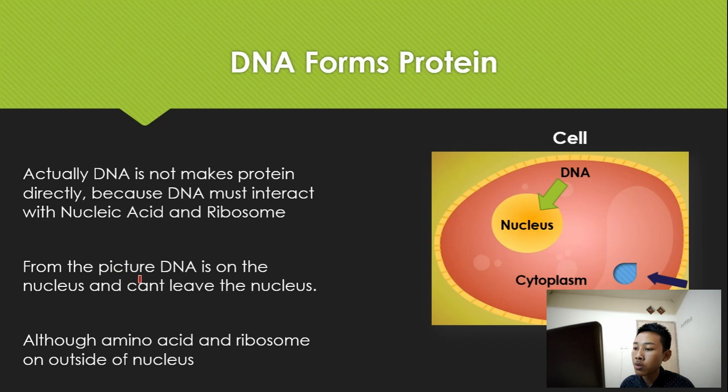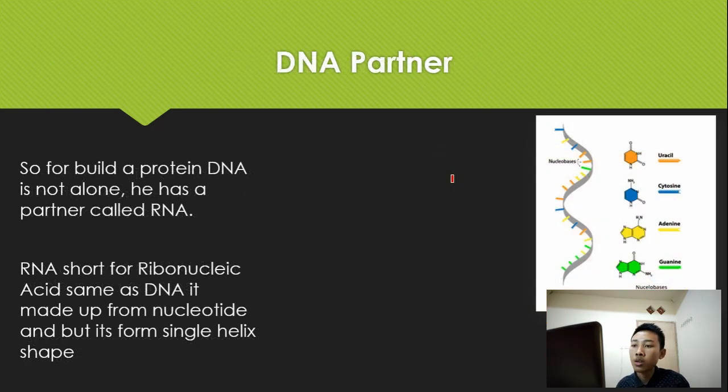From the picture we know that DNA is in the nucleus and cannot leave it, although amino acids and ribosomes are outside the nucleus. So how does DNA make protein if DNA must interact with the ribosome first before it makes protein? DNA has a partner. DNA is not alone. It has a partner called RNA.